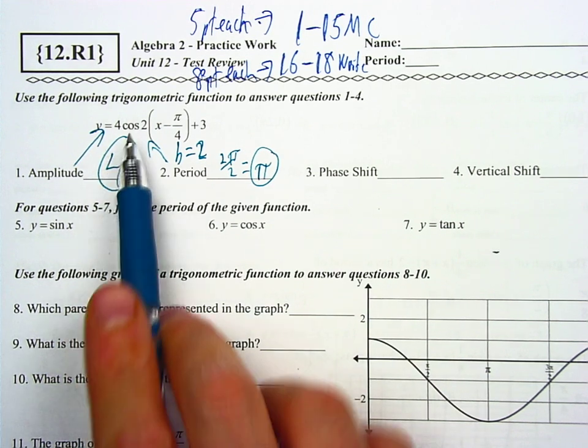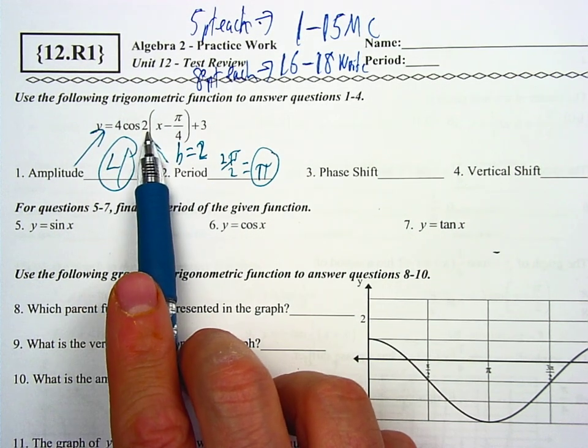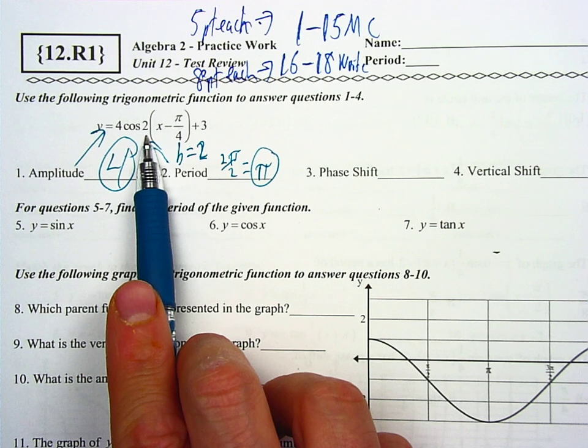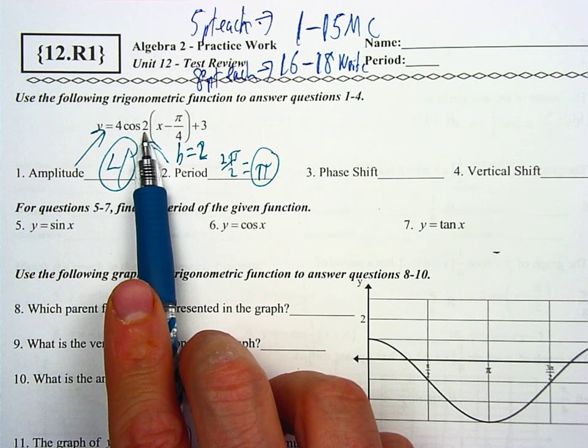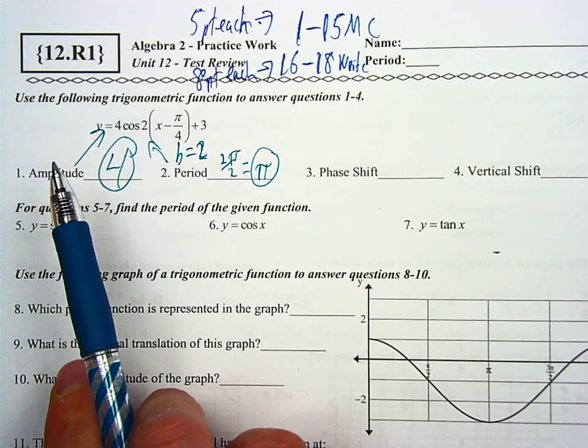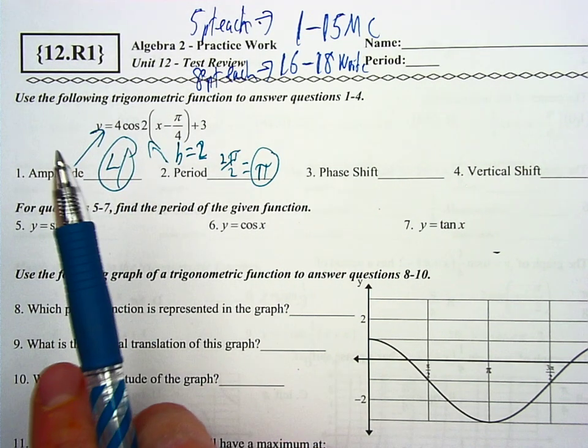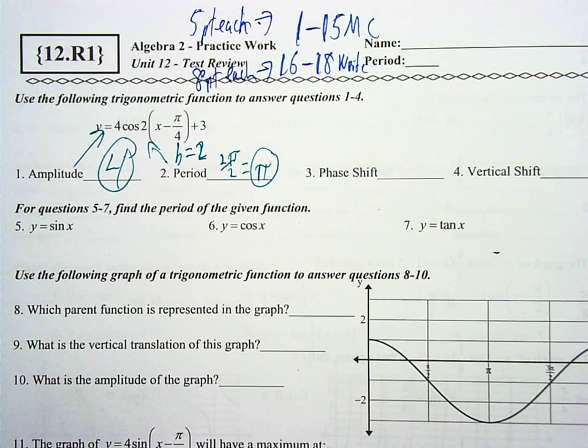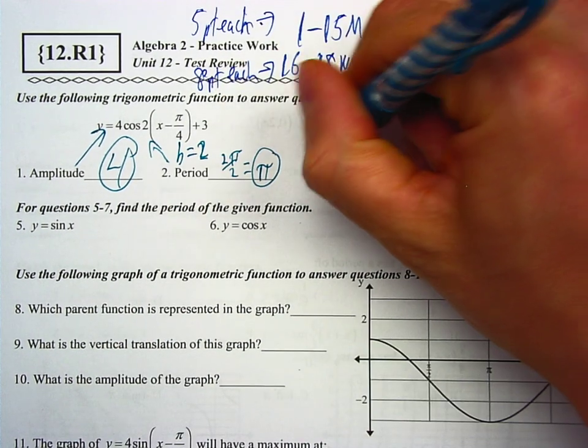Now again, if there's nothing in front of this x, or in front of this parenthesis, b is always at least 1, because having a period of nothing would mean a wave would not be a wave. It has to have a period. It has to have a distance between the middle and the middle, or the top and the top, or the bottom and the bottom of the wave. That's the period.